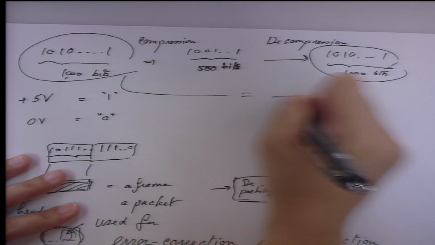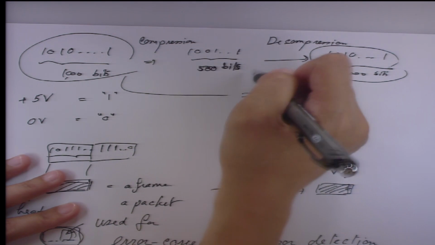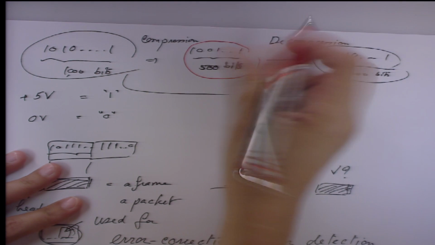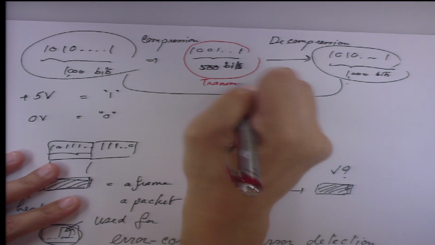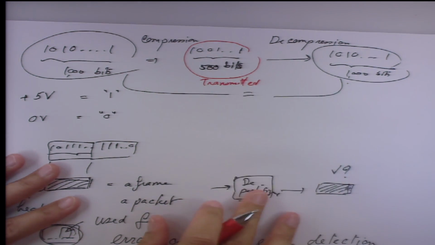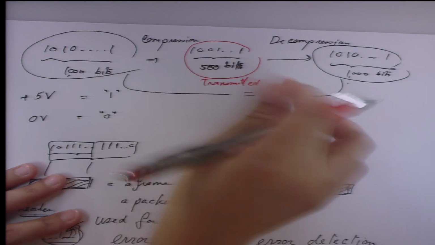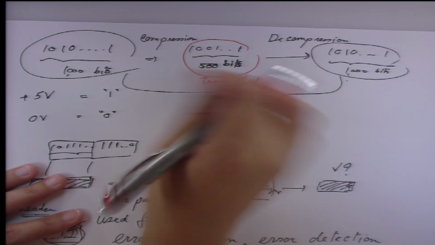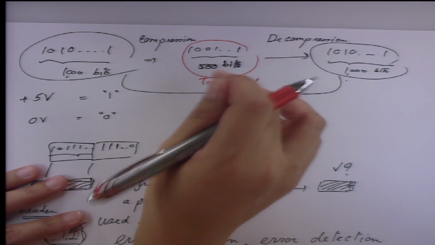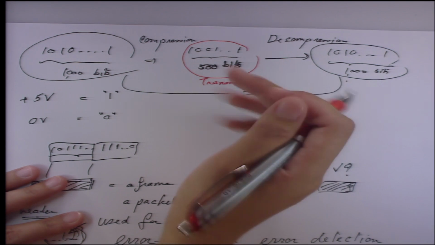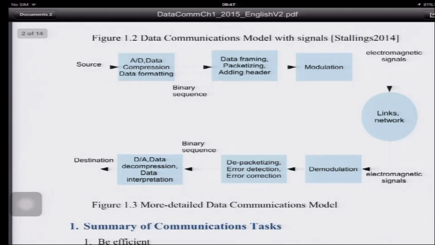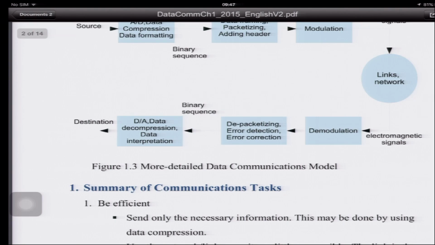So this is equal, but this is what is transmitted, which is less than the data, because we want to save money. We want to use the resource as little as possible. Sometimes if the file is too big, you cannot attach it to the email, so you have to compress it. Then send it to the destination.